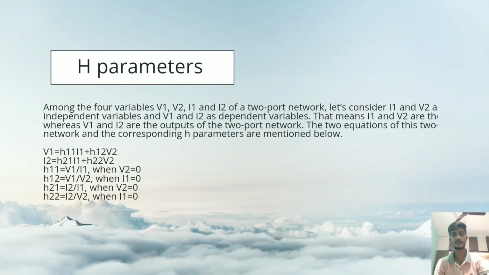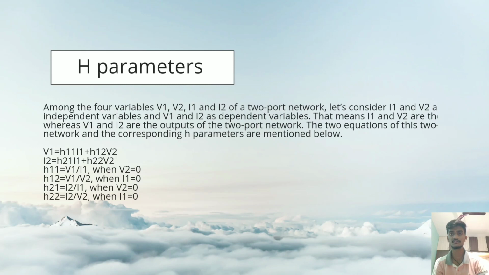The next type of parameter is the H parameter, also known as the hybrid parameter. Among the four variables V1, V2 and I1, I2 of two-port networks, let us consider I1 and V2 as independent variables and V1 and I2 as dependent variables. That means I1 and V2 are inputs, whereas V1 and I2 are outputs. The two equations of the two-port network corresponding to the H parameter are mentioned below.